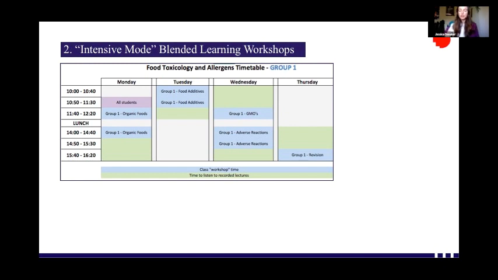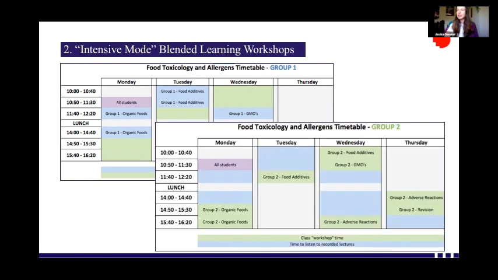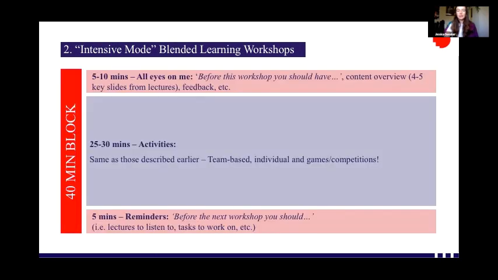With group 2, I had the opposite. So you can see here group 2 is in green. In the blue, that was their time to listen to recorded lectures because I had the other group in class. And then in the green, they came to class whilst the other group listened to their lectures. So that's how I managed teaching in China, just having the 2 groups and changing the timetable in such a way. What did the block look like though?